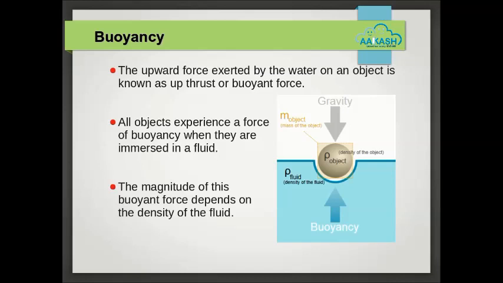When you push the bottle into the water, you feel an upward push. Try to push it further down. You will find it difficult to push deeper and deeper. This indicates that water exerts a force on the bottle in the upward direction. The upward force exerted by the water goes on increasing as the bottle is pushed deeper till it is completely immersed. The magnitude of this buoyant force depends on the density of the fluid.